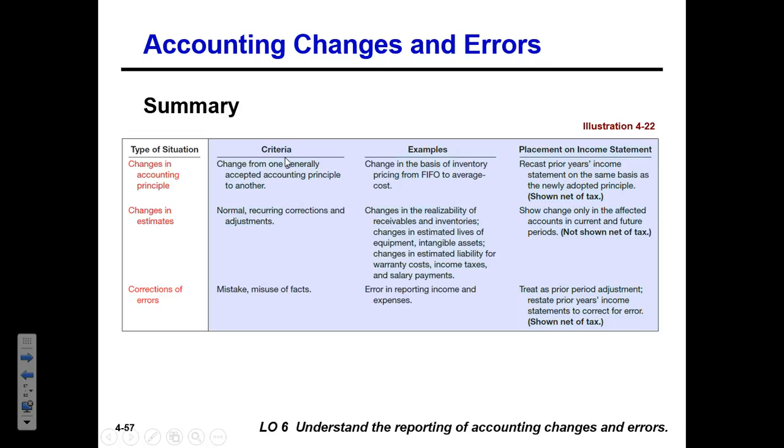Change in accounting principle, change from one generally accepted principle to another, right? They give you an example. Recast prior year's income statement on the same basis as the newly adopted principle, right? Okay? And then account for it that way this year too, okay? And then we're going to go back and restate the retained earnings for that one too, right? Okay? Normal recurring corrections and adjustments for changes in estimates. So they give some examples, and then show change in the affected accounts in the current and future periods, not shown net of tax, of course.